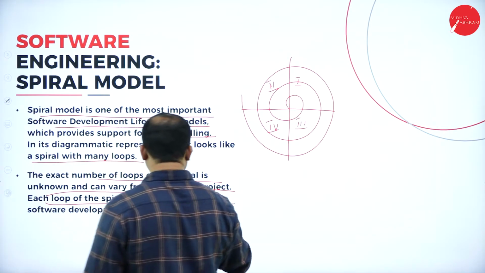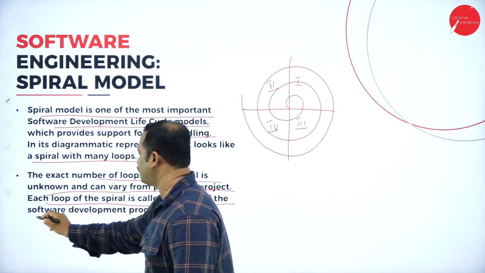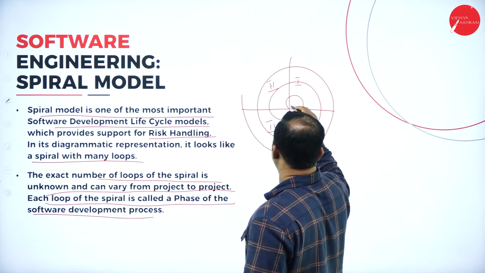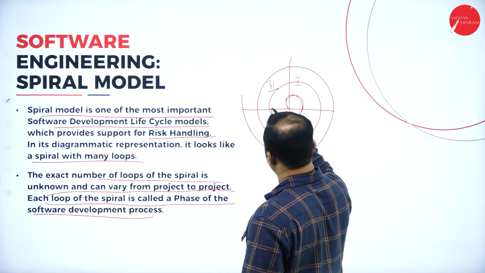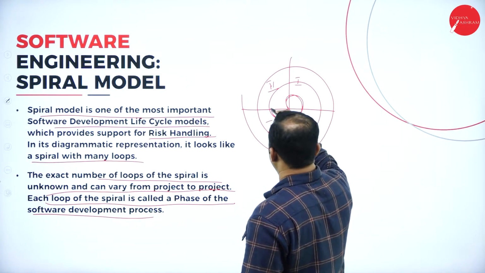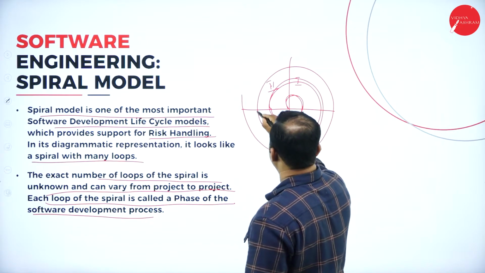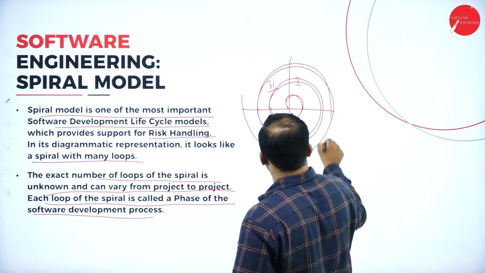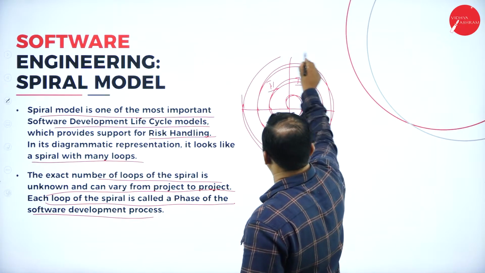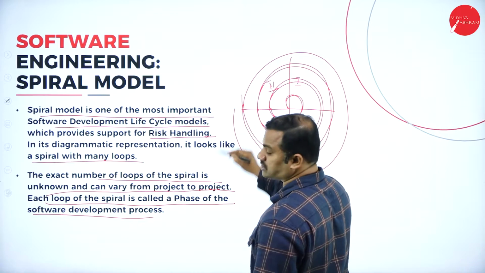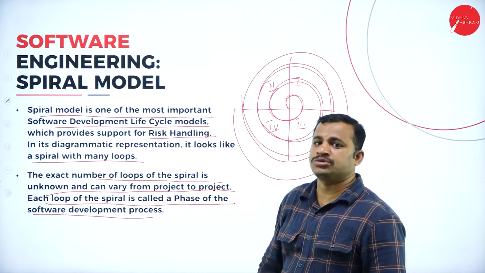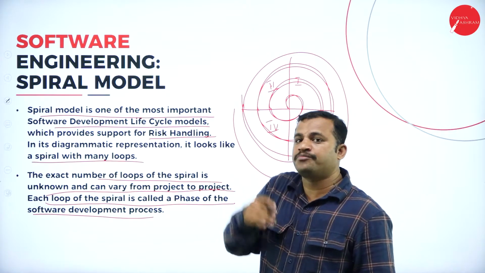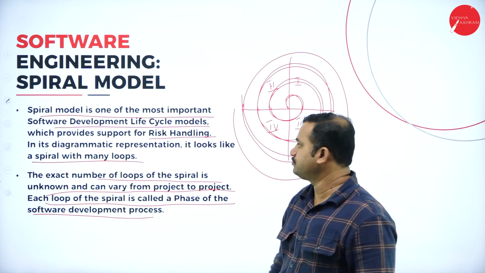Each loop of the spiral is called a phase of the software development process. If I consider one of the loops from here to here, it is called one phase. If I consider the next loop here, another phase. Third loop here, another phase. Fourth loop here, another phase. So we have different phases in each of these projects. It depends on the type of project we adopt.